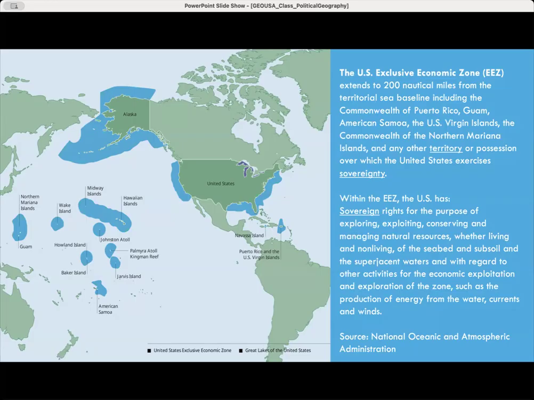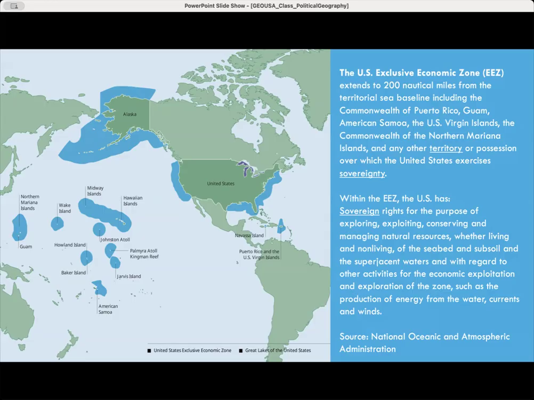Most countries are granted these EEZs by the United Nations. In this case, the United States' exclusive economic zone extends 200 nautical miles from the territorial sea baseline, including the Commonwealth of Puerto Rico, Guam, American Samoa, U.S. Virgin Islands, the Commonwealth of the Northern Mariana Islands, and any other territory or possession over which the United States exercises sovereignty. So these blue outlines in the map are the exclusive economic zones granted to the United States by the international community or by international law.